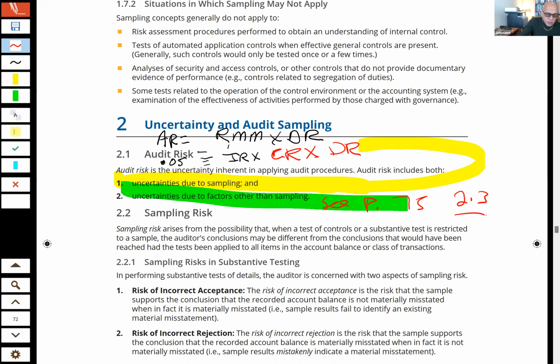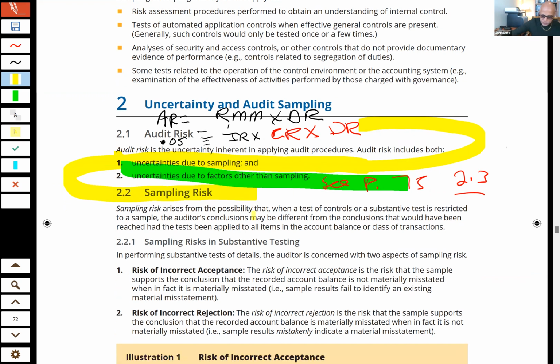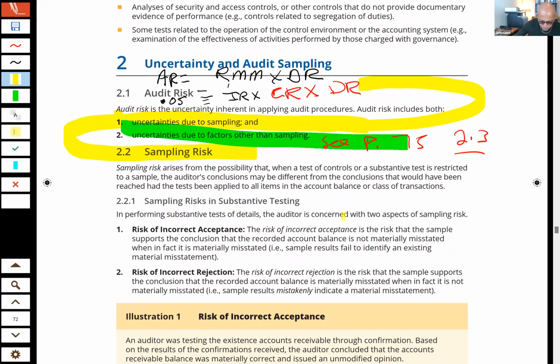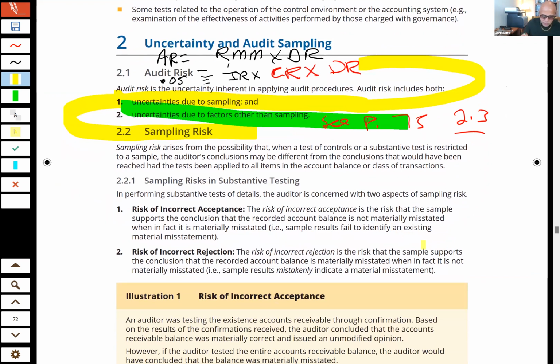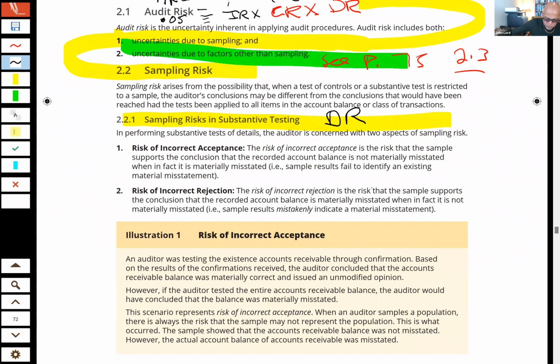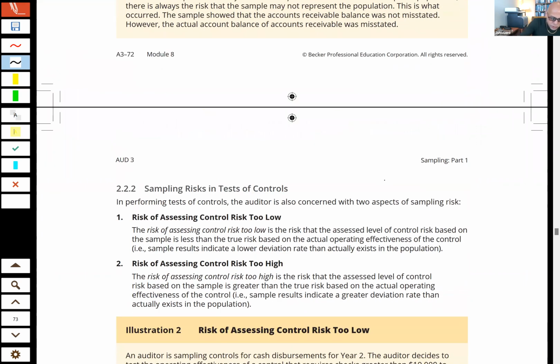Now, we can break that notion of sampling risk into how it affects our inherent risk, our control risk and our detection risk. Notice that sampling risk in substantive testing is affecting the DR. And sampling risk as it relates to control testing is going to be our CR, right?